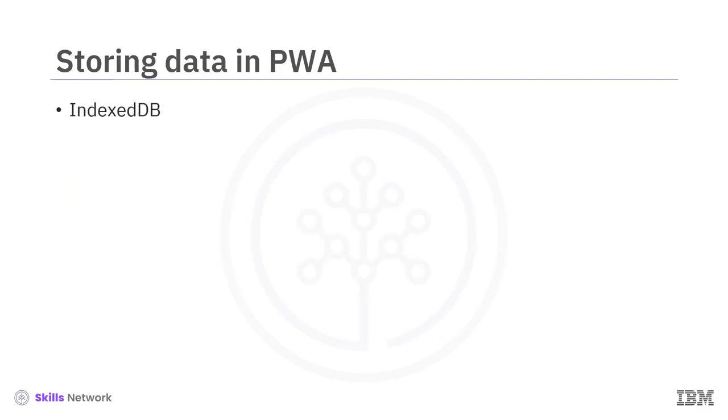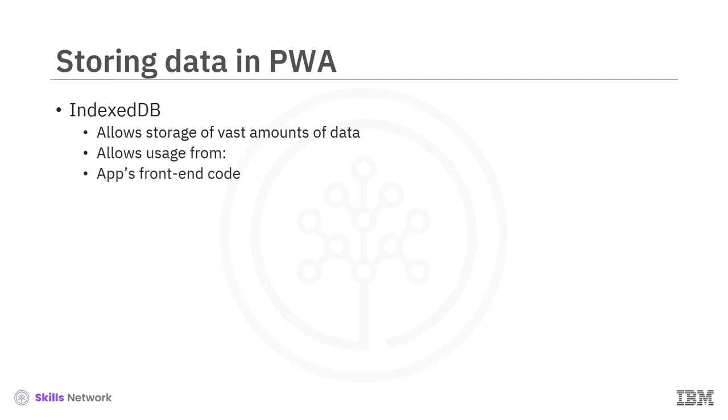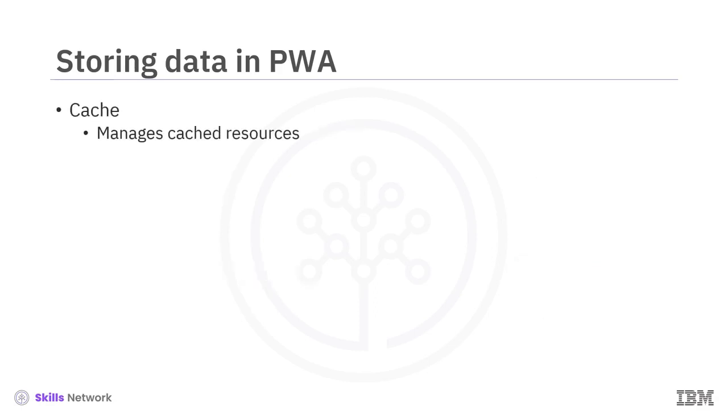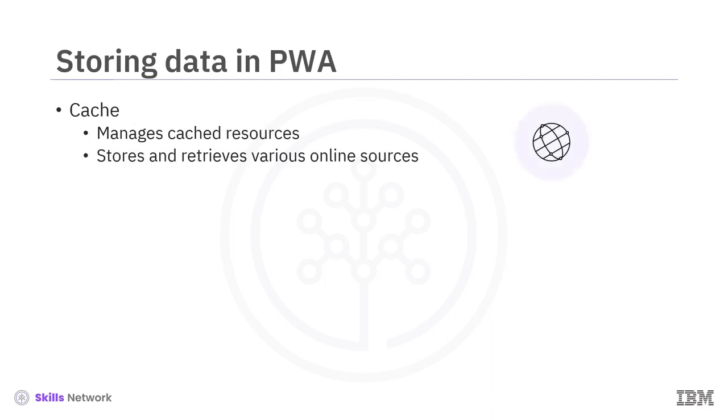Indexed DB is an API that allows you to store vast volumes of structured data on encrypted media objects or files. As the API is asynchronous, you can use it from your app's front-end code as well as the service worker code. The front-end code of your app can store small amounts of data using web storage. The information is set up as key value pairs and is only accessible to the current app origin. Cache API manages cached resources. Developers can store and retrieve a variety of online resources, including HTML, CSS, JavaScript, and so on, using Cache API.